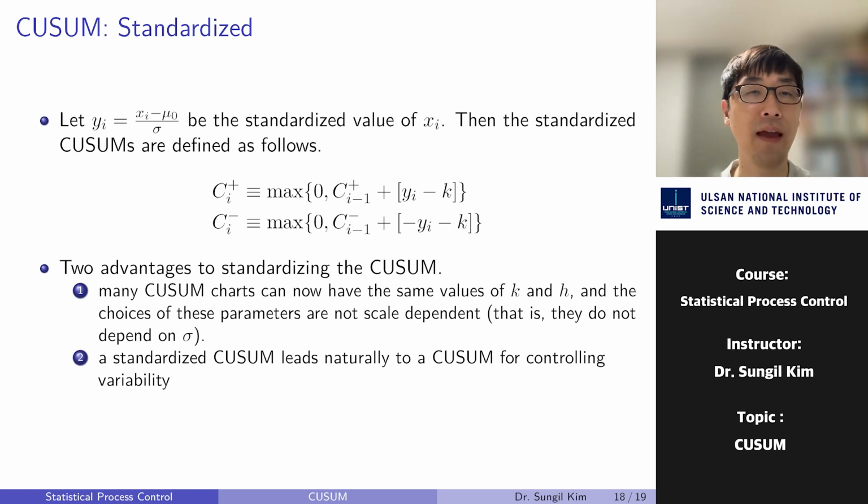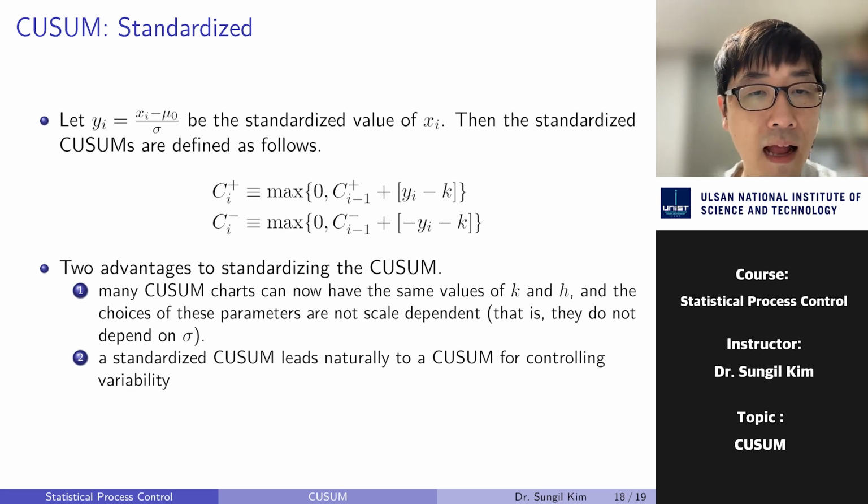Instead of using observations directly, we can standardize the value of observations. We can standardize them by subtracting mu0 from xi and then dividing by sigma. There are two advantages to standardizing the QSUM. First, many QSUM charts can have the same values of K and H, and the choice of these parameters becomes not scale dependent. Second, a standardized QSUM leads naturally to a QSUM for controlling variability.